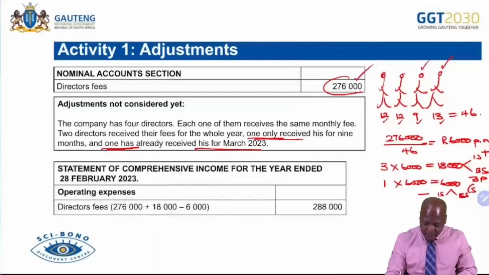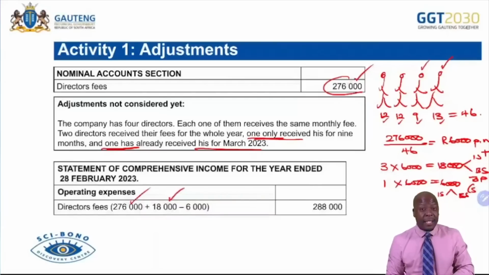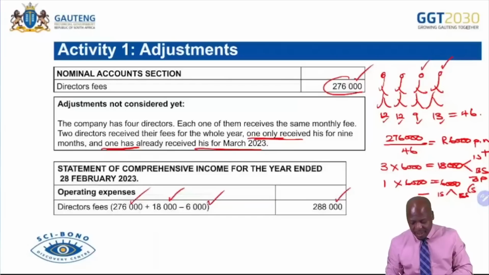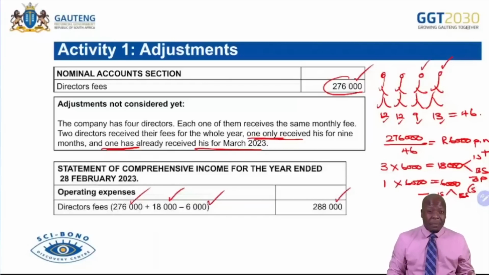Remember the 276 from the list of balances. Then the first one is this guy here who was owing for 3 months. So we come and we add the 18,000 that we are owing him. And then the next one is for the guy whom we paid in advance. Then we say minus 6,000 and that is that one there. Right. If we're doing the statement of financial position, remember, you're going to come to your trade and other receivables and the trade and other payables as well. Okay. Can I move on? Thank you. Let's move on.